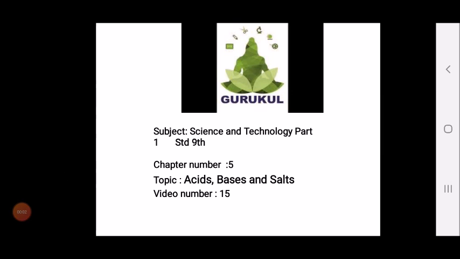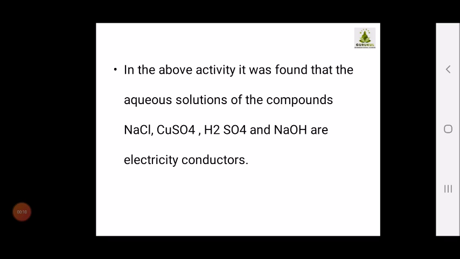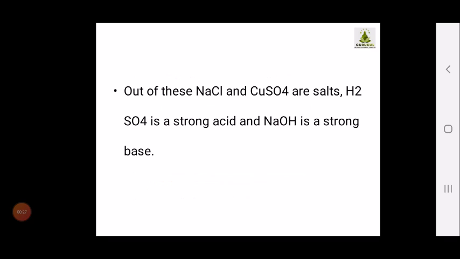Good morning children. Now we will be continuing with the concept of dissociation of ions and electrical conductivity. As we have seen in the previous video, it was found that the aqueous solutions of sodium chloride, copper sulfate, H2SO4 and sodium hydroxide are conductors of electricity. So this is the diagram of the dissociation of ions. Out of these, NaCl and copper sulfate are salts, H2SO4 is a strong acid and NaOH is a strong base.